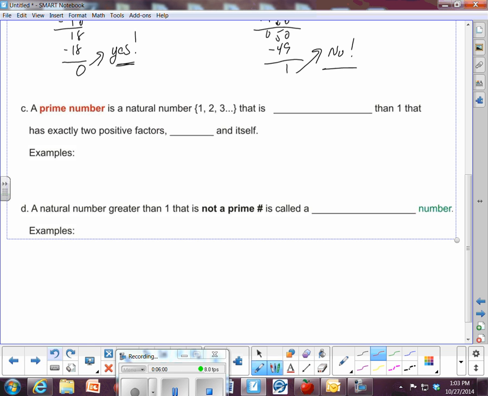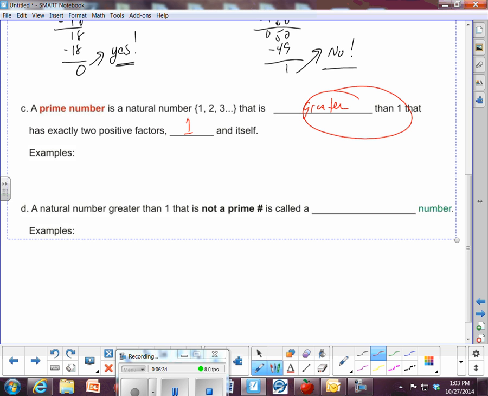Is 0 a prime number? No. It's got to be 1 or above. A prime number is a natural number that is greater than 1 that has exactly 2 positive factors, 1 and itself. So the only factors prime numbers have are 1 and themselves. And remember, we've got to be greater than 1.